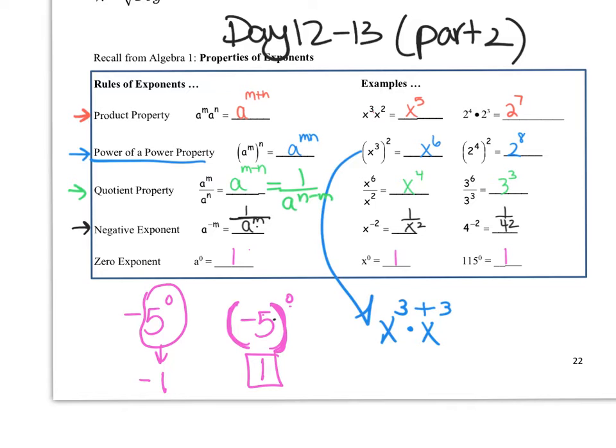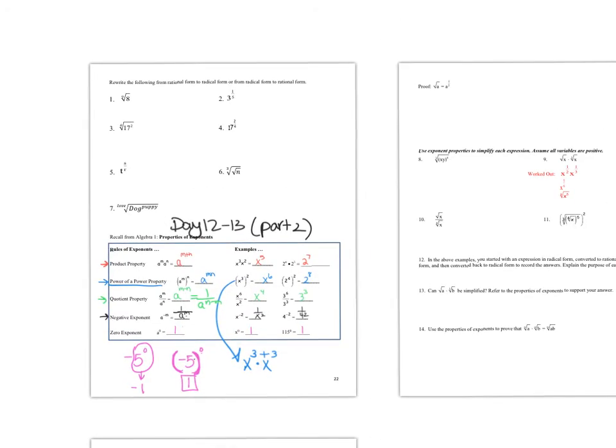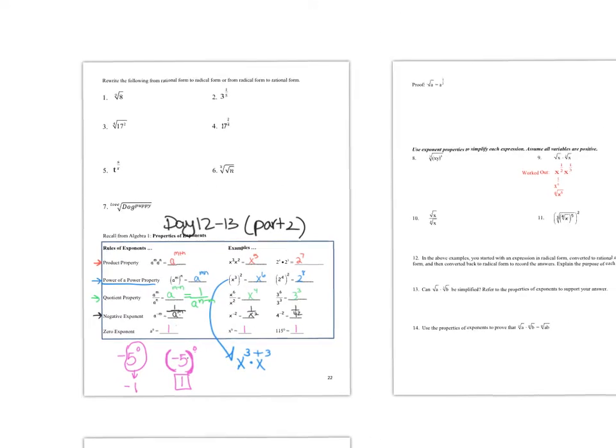If you have a negative and you're taking it to the 0, yes, it becomes 1. But if that negative is not part of that exponent, it's not grouped together with parentheses, then you got to do that last, okay, or after you take care of the exponent. So don't forget your Algebra 1 skills.